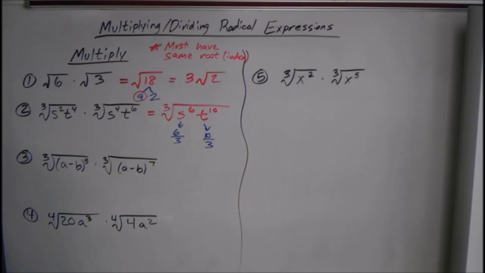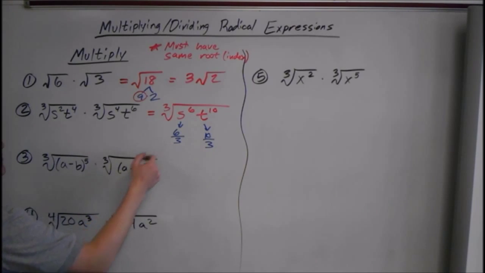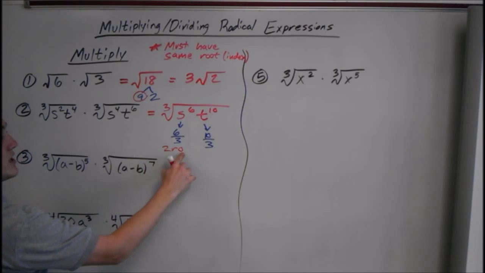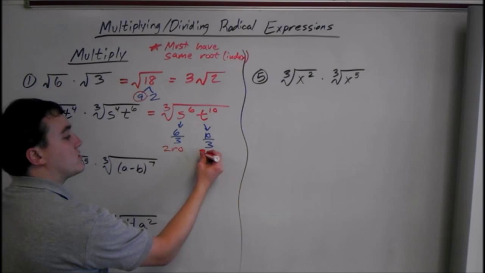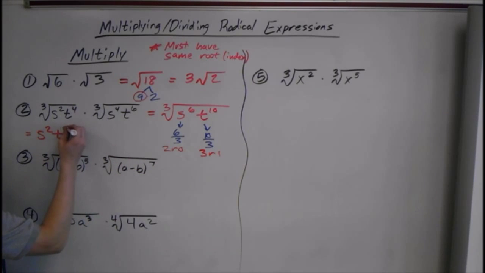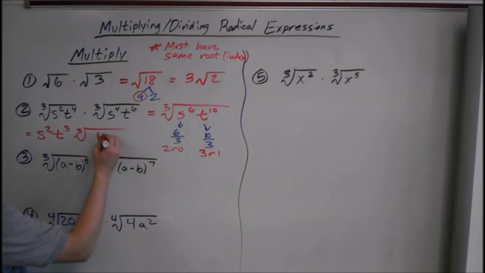So, we could look at the quotient of these. 6 divided by 3 is 2, remainder 0. So we can take out 2, we leave none in. 10 divided by 3 is 3, remainder 1. So our answer equals, take two s's out, so s squared t cubed. And we have the cube root of whatever we did not take out. We took out all the s's, but we left one t inside.